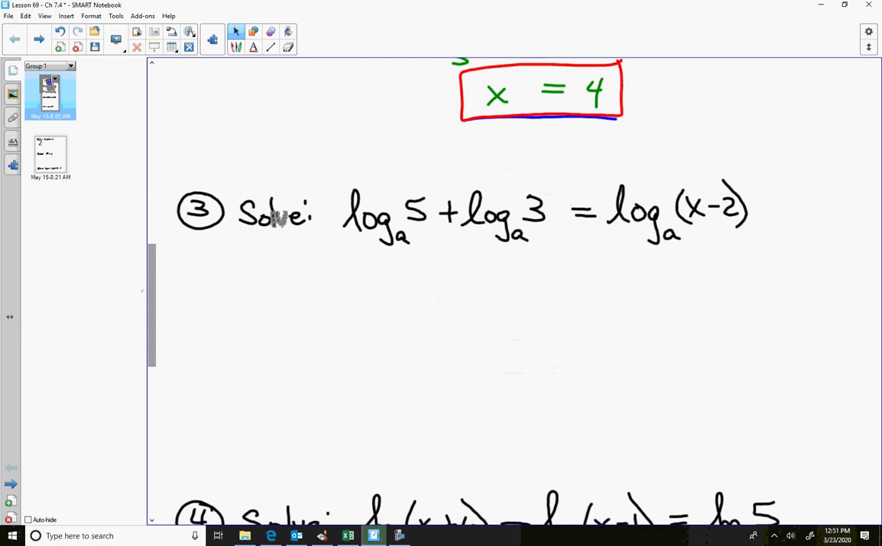Next problem. Now this one's a little trickier. Because of that plus sign, I've got 2 things on the left, 1 thing on the right. You cannot just say 5 plus 3 equals x minus 2. That would be wrong. You have to apply the properties that we were talking about here in the recent days. If I have 2 logs separated by a plus sign, I can consolidate them as a single log, multiplying the arguments. So the 5 times 3 gets me 15.